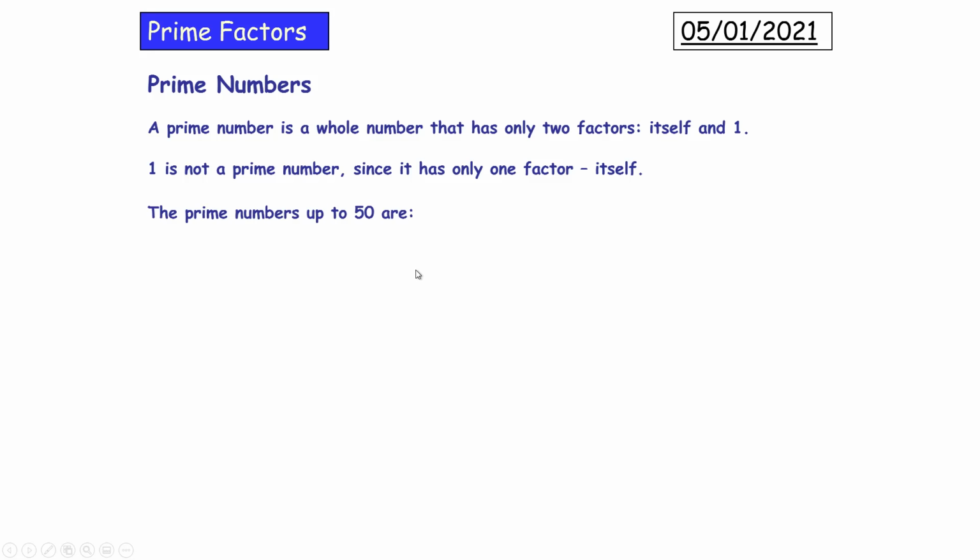Now the prime numbers up to 50. 2, and this is special because it's the only even prime number. 3, only 1 and 3 go into 3. 5, 7, 9, no, because 3 goes into 9. So 11, 13, 15, no, 5 goes into 15, 17, 19, 21, no, because 7 and 3 go into 21, so we've got 23, 29, 31, 37, 41, 43, and one more, 47.